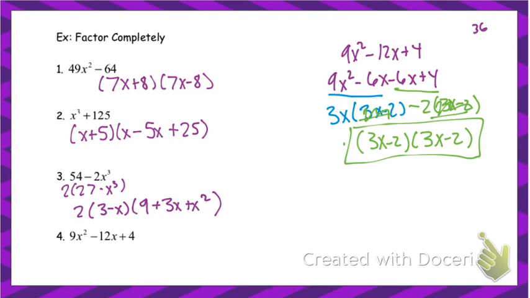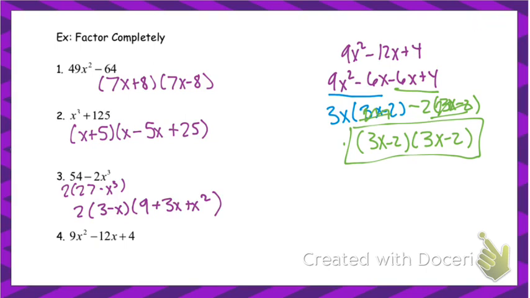Now, a couple things about this to consider. When we were looking for numbers that multiplied to 36, we were actually looking for numbers that multiplied to 36x squared and added to negative 12x. So it's important to consider your variables here because these variables are going to change here in a little bit.